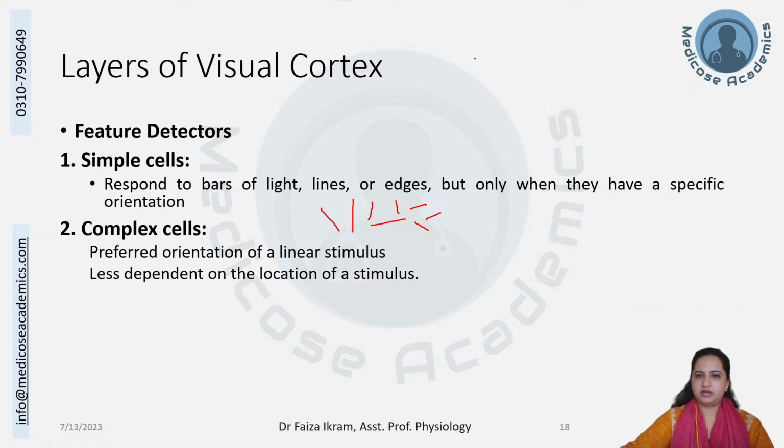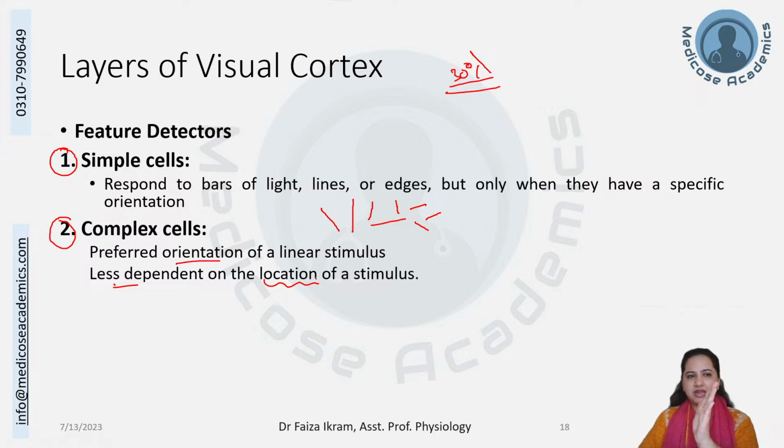If that visual stimulus at 30 degrees angle is found in the temporal field of vision, nasal field of vision, superior or inferior quadrant of vision, that does not matter much for them. Location does not matter. For simple cells, location was what mattered. For complex cells, the orientation is what matters. Location is the less important thing for their stimulation.